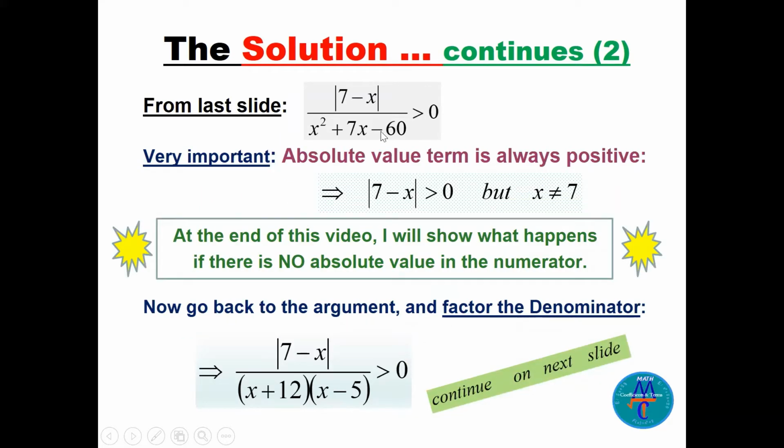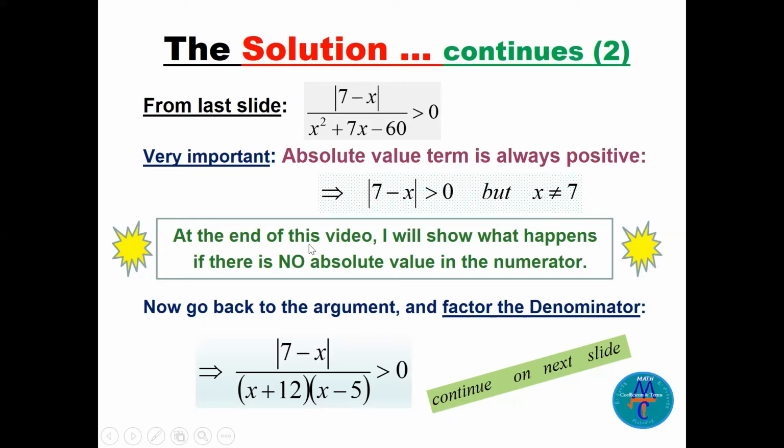Also, we have to know, since this is positive here, absolute value of 7 minus x is greater than 0. But remember, x cannot be 7. If you put 7 here, that will make this number 0, and 0 cannot be greater than 0. So remember, to find the values of the x, the domain, x cannot be 7. You have to put this condition at the beginning. That's why we have this challenging question.